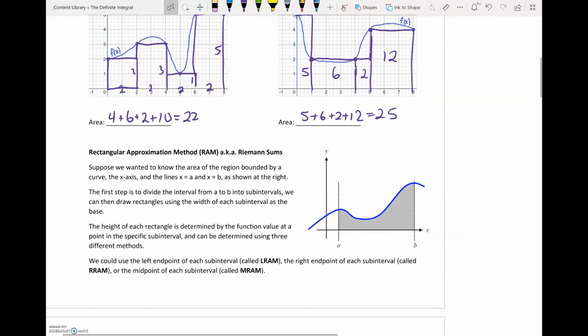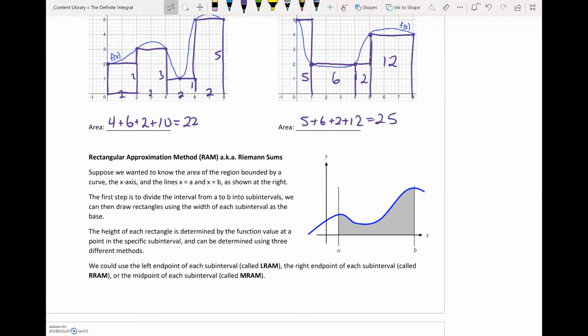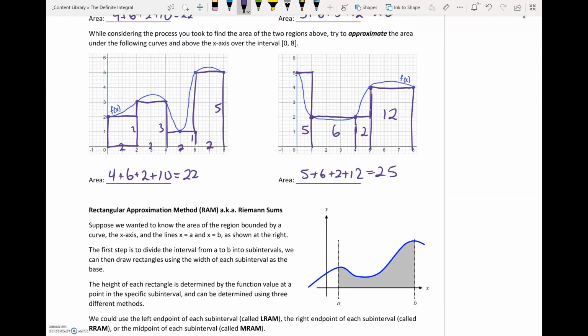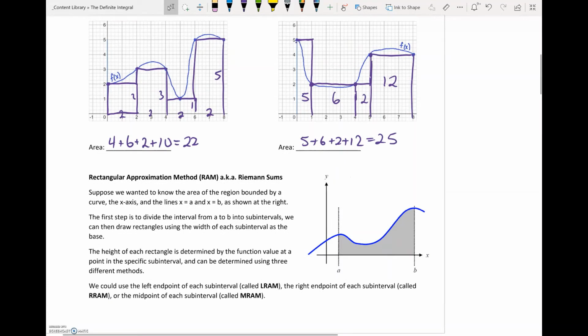So we're going to do this formally now, and this is called the RAM method, or in other words, Riemann sums. There are three that we're going to consider. The LRAM, which is using your left endpoint for each subinterval. That's what we did here in this example. Then you have your right endpoint to create each subinterval. That's called RRAM. And the last one is you're going to use the midpoint of each subinterval, and that's called MRAM.